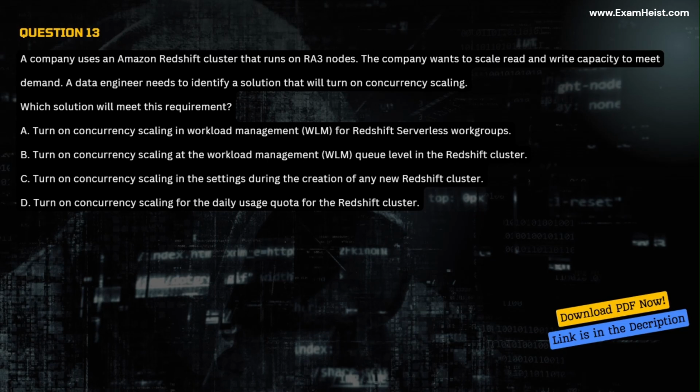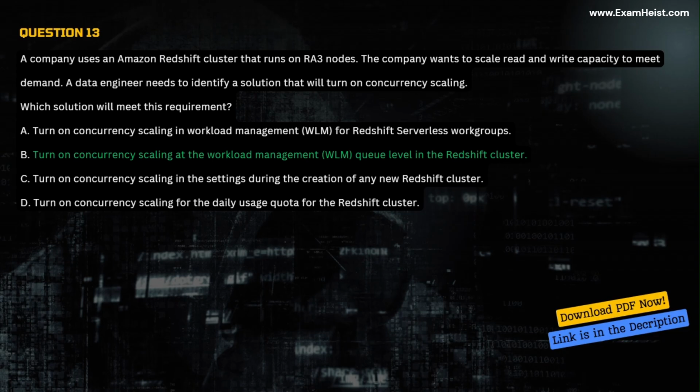A. Turn on concurrency scaling in workload management, WLM, for Redshift Serverless workgroups. B. Turn on concurrency scaling at the workload management, WLM, queue level in the Redshift cluster. C. Turn on concurrency scaling in the settings during the creation of any new Redshift cluster. D. Turn on concurrency scaling for the daily usage quota for the Redshift cluster.